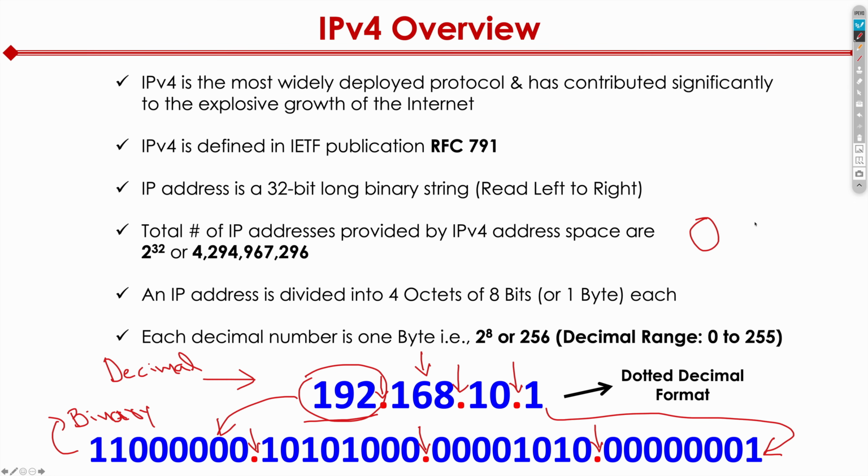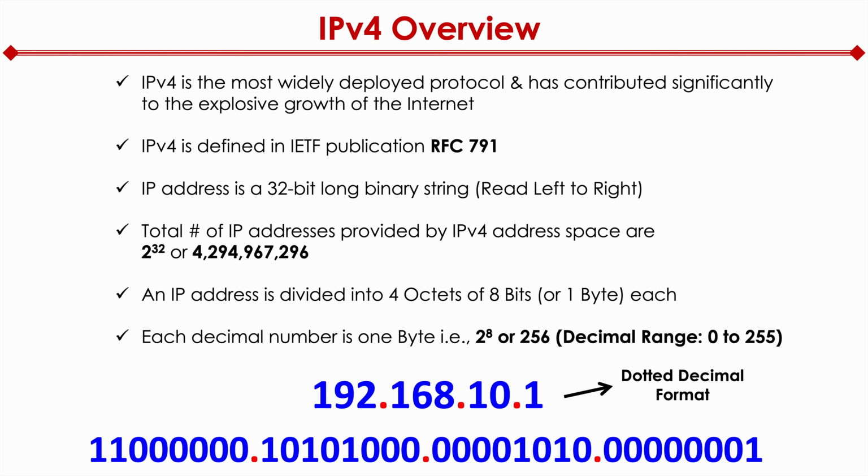0 in binary means off, and 1 in binary means on. Now, if you feel a little lost at this point, let me help you out here real quick.